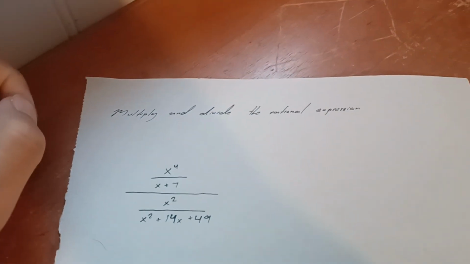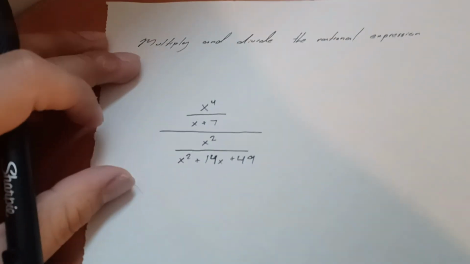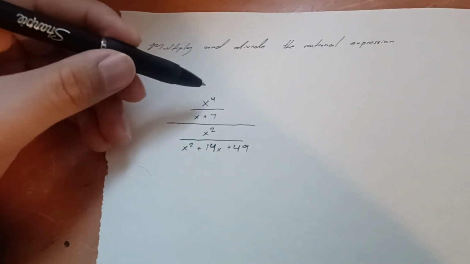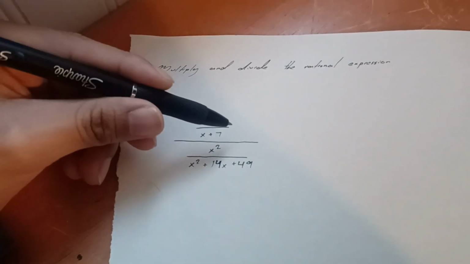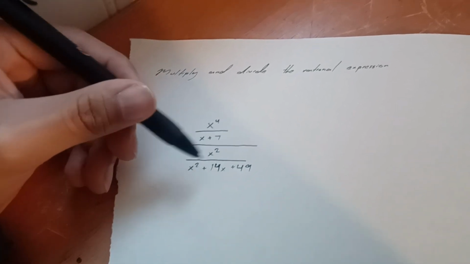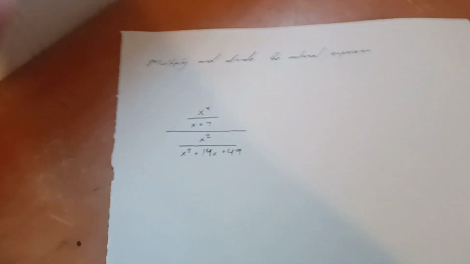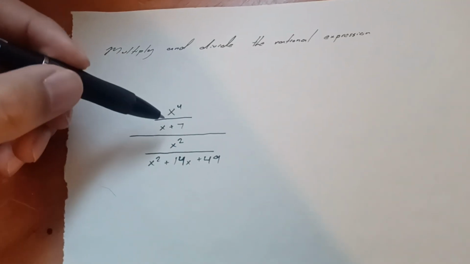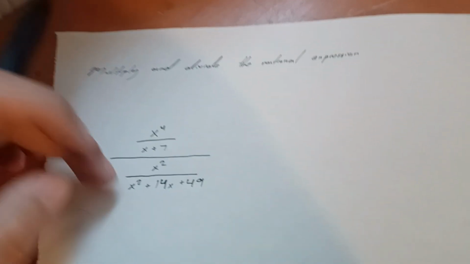All right, so we are going to multiply and divide the rational expression. So we have x to the fourth power over x plus 7 divided by x squared over x squared plus 14x plus 49. So we can look at this as division, dividing this by this one. So we're going to divide this expression by this expression.